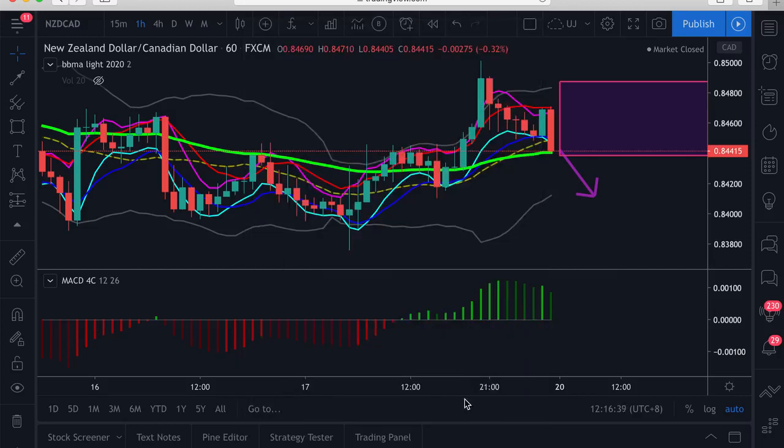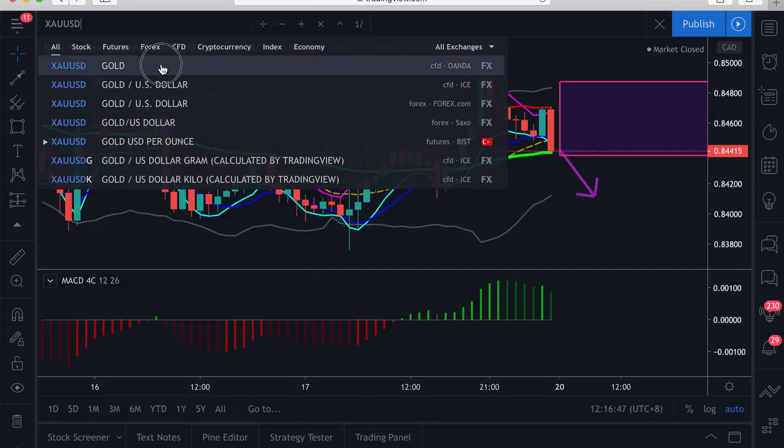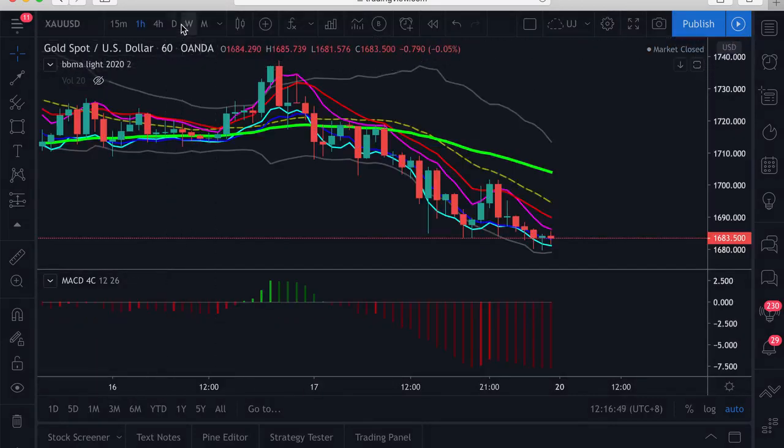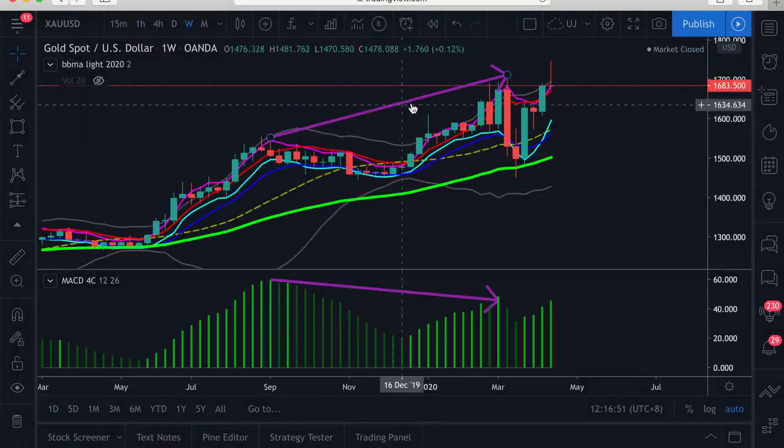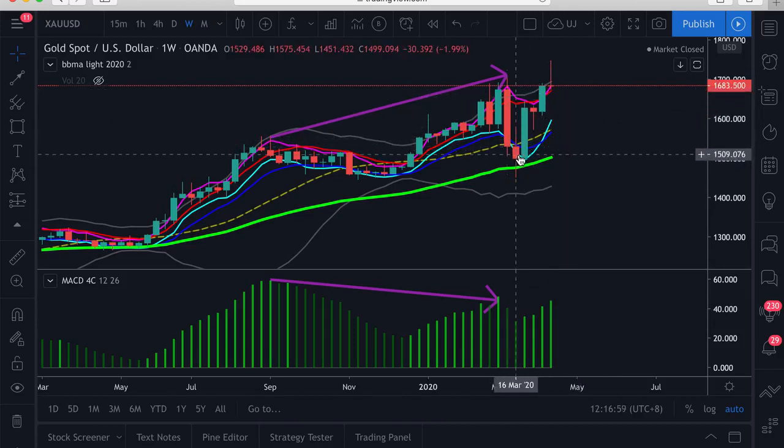Okay. Now the last pair that we want to analyze for this week is, of course, as usual, our favorite pair, which is gold. Looking at the weekly time frame, we can see the price is still at the re-entry sell, although for the last few weeks, gold price has been going up.